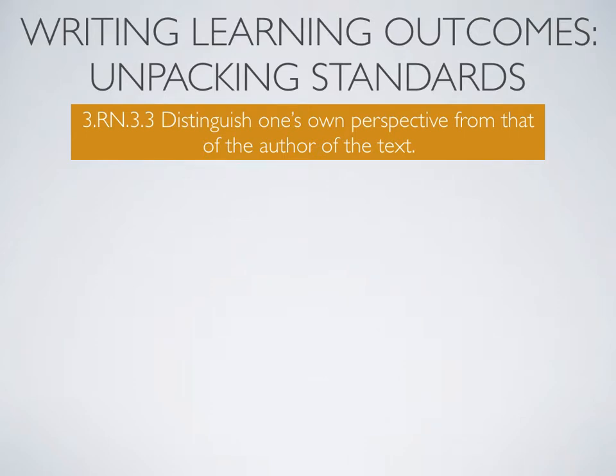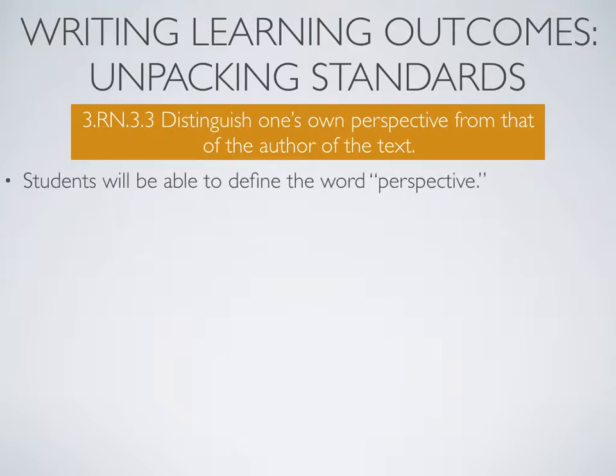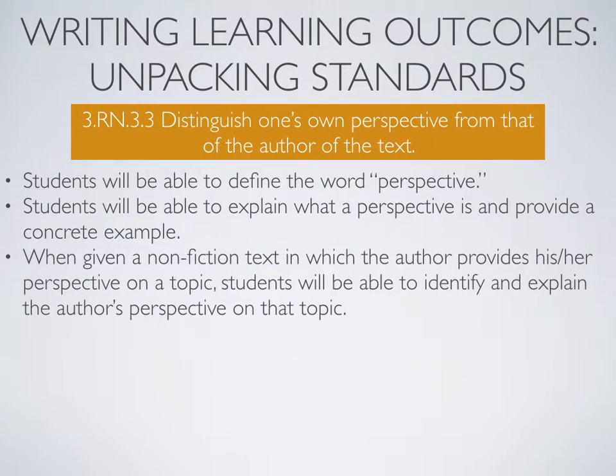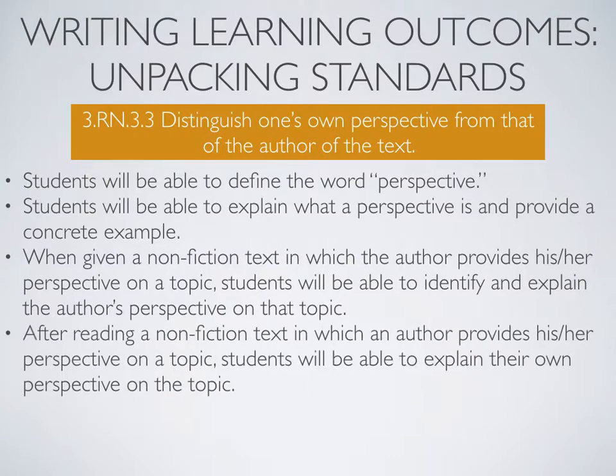So there are a lot of learning outcomes that would align with this standard or are related to it, and here are just a few of them. Students will be able to define the word perspective. Students will be able to explain what a perspective is and provide a concrete example. When given a nonfiction text in which the author provides his or her perspective on a topic, students will be able to identify and explain the author's perspective on that topic.